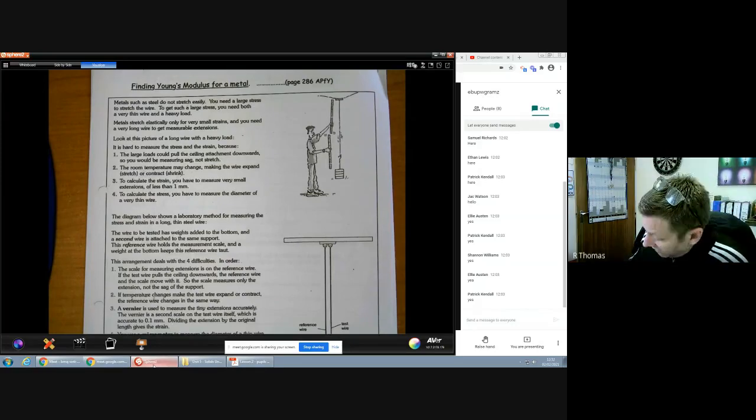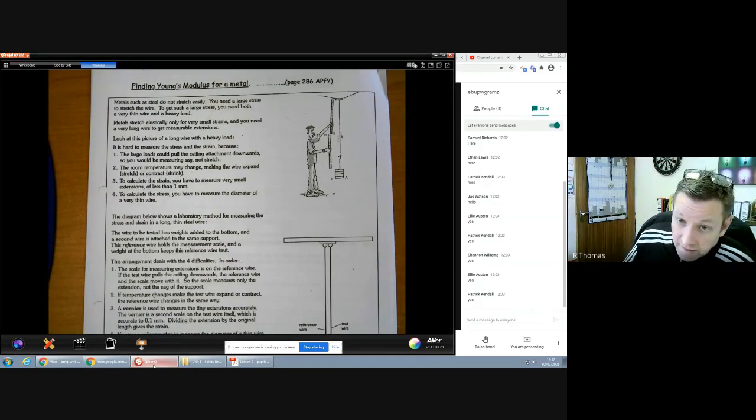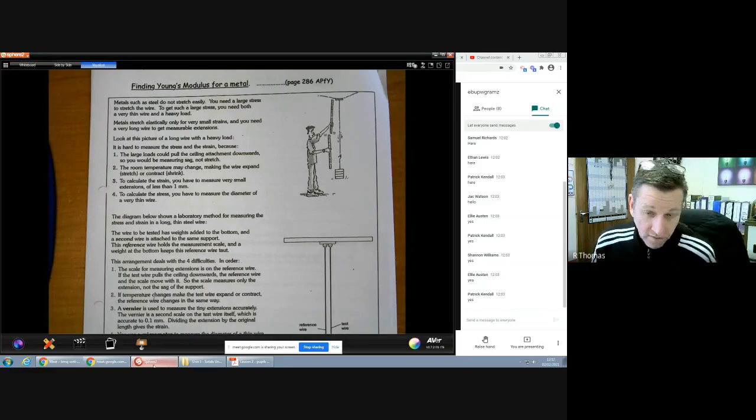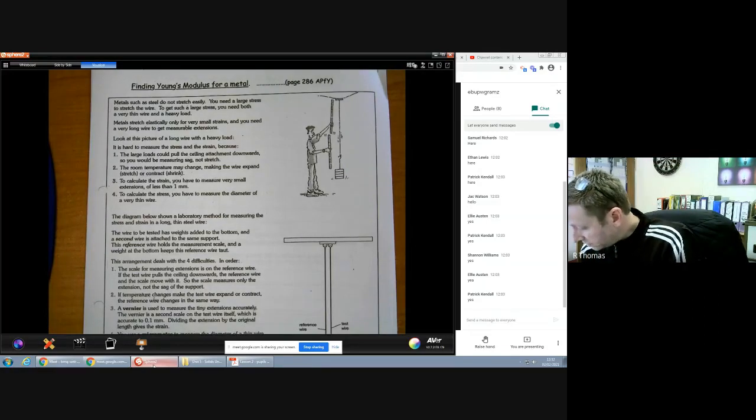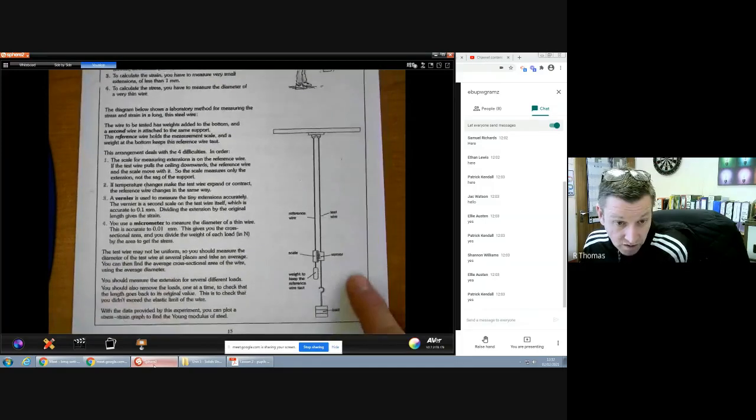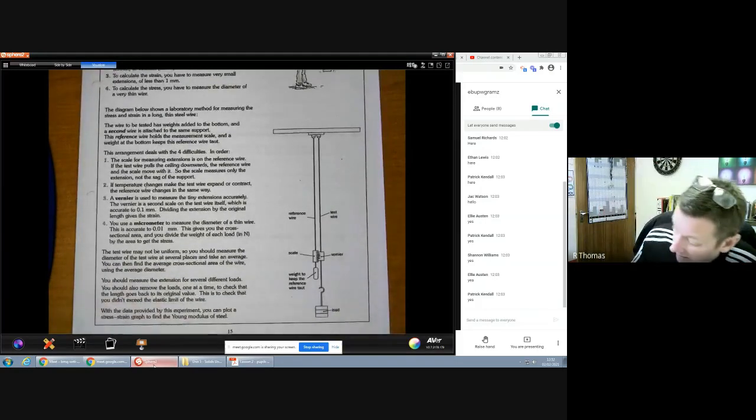So I'm not going to read that for you. That can be your own work. You can read through how to do that. Obviously, you're going to have the length, measure the extension, know the weight applied, etc. Put it all into the equation F L over A delta L, and then that's how you determine the Young's modulus. So you're going to need to know basically this bottom diagram here. That's how you would do it in the lab. And if you come back, we will.